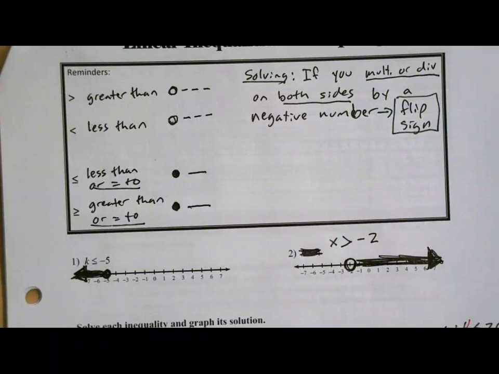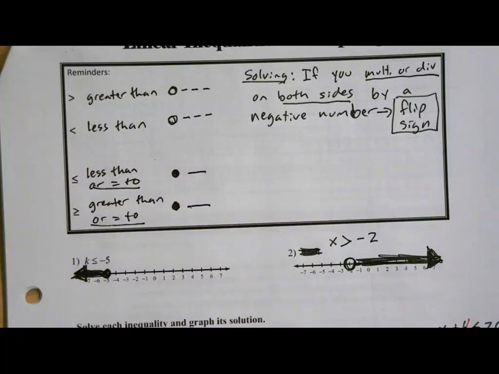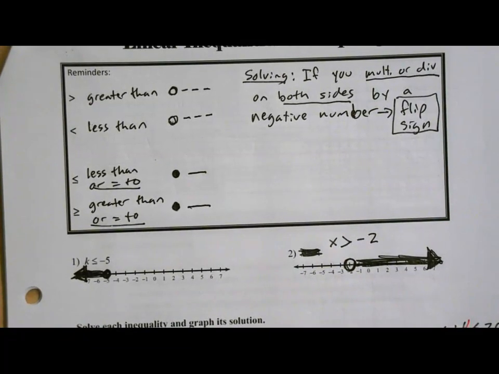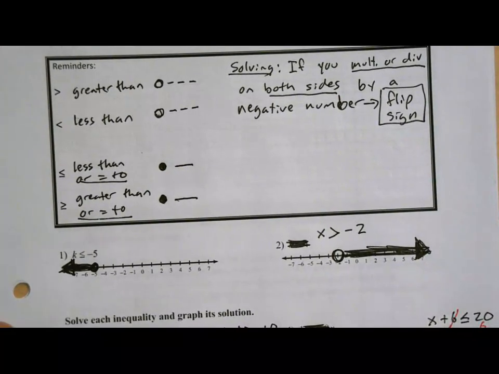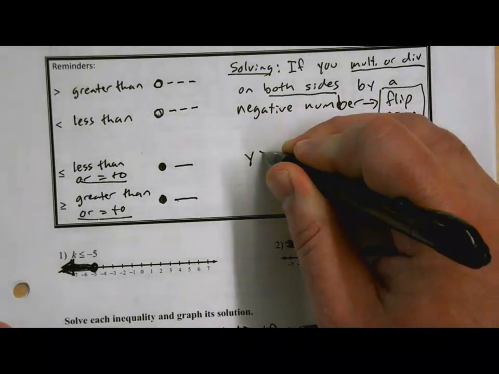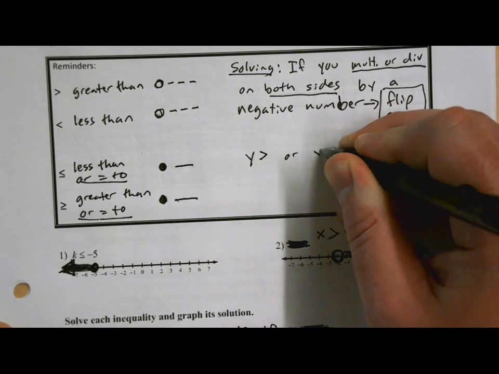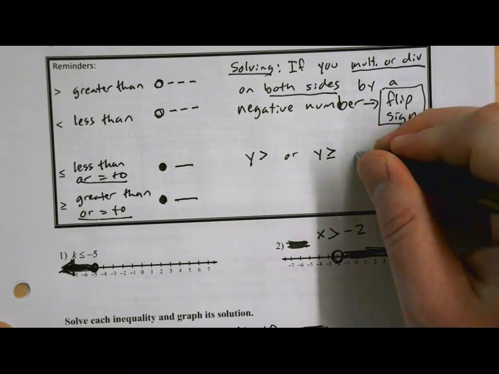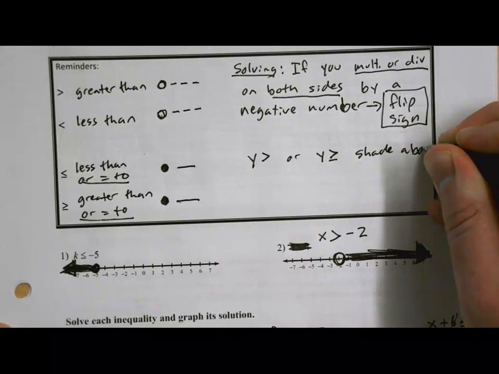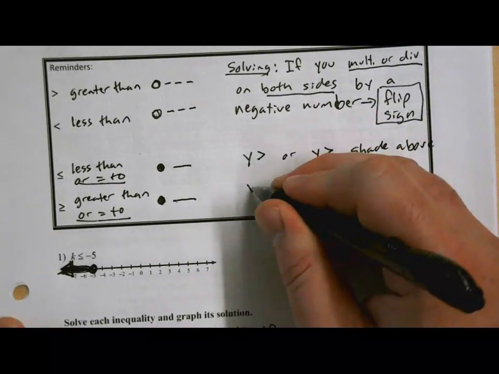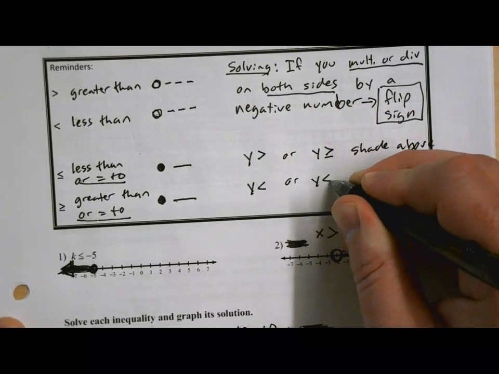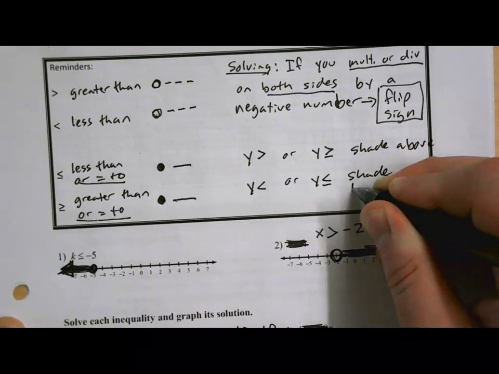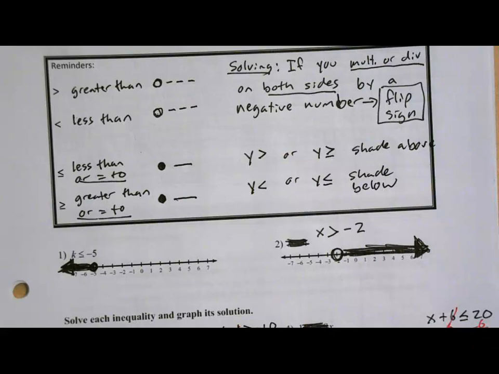But this will work for all the types of problems that we are going to do. Okay? Just don't be shocked if your Algebra 2 teacher tells you it doesn't really work for these types of problems. But this works for linear inequalities when we're graphing them. If you've got y greater than or y greater than or equal to, you're going to shade above. If you've got y less than or y less than or equal to, we will shade below. And you'll see what I mean in just a minute. So if y is bigger, you shade above. If y is small, you shade below.